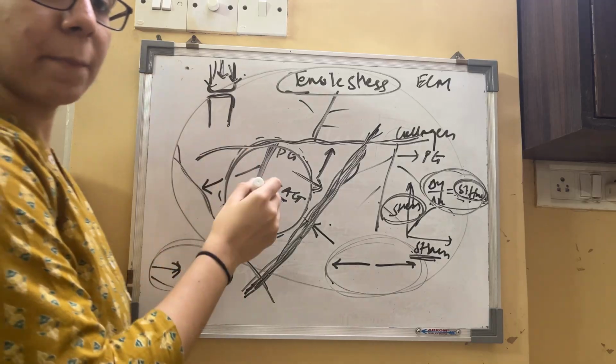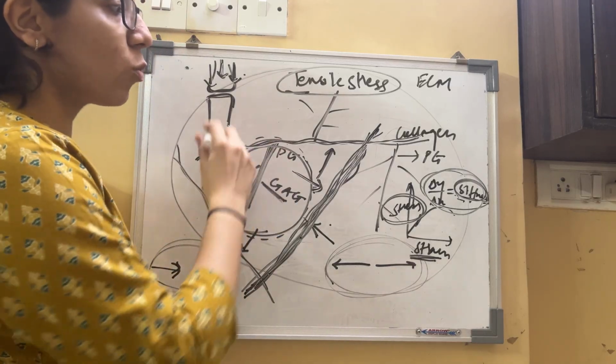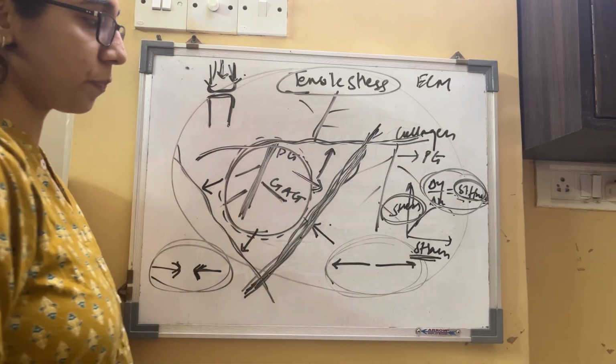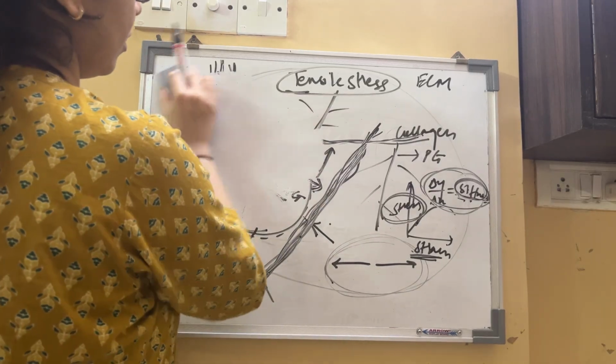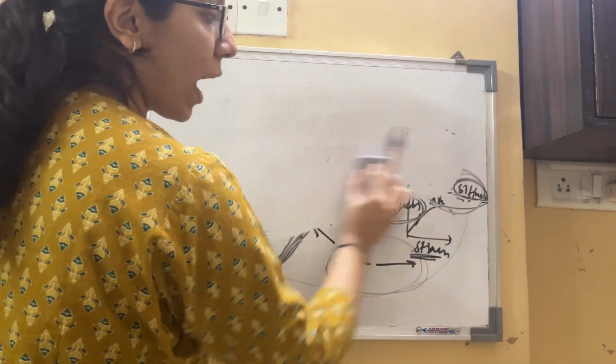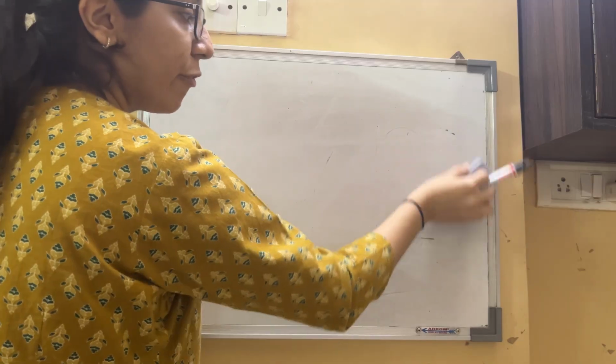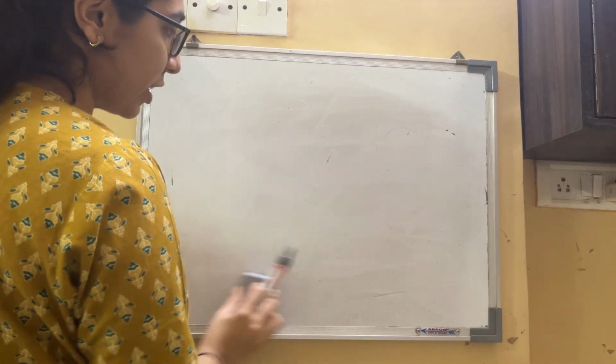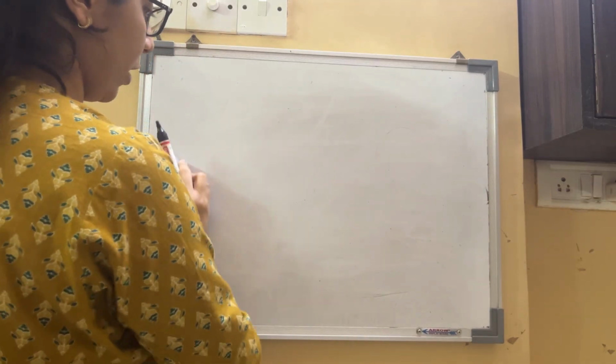So this is what happens at the articular cartilage. This is what happens at the cartilage level. And that is how hyaline cartilage is helpful in redistributing the compressive forces on the joint.